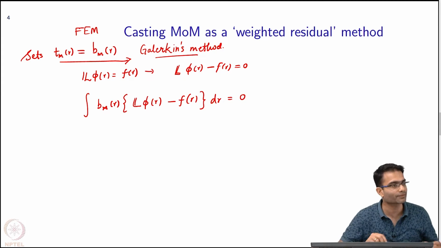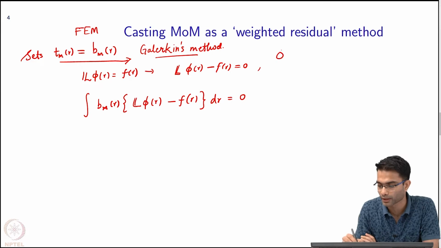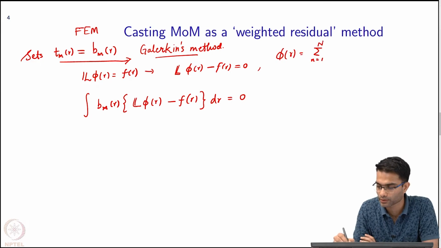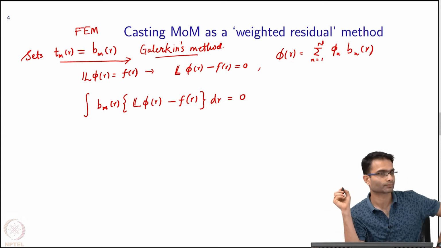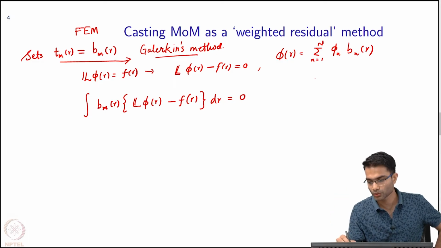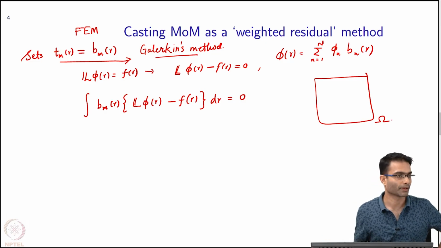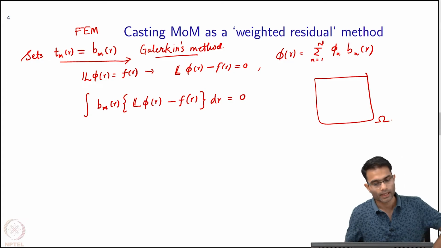In this case, the testing function is the same as the basis function, right. So, I will continue to write phi of r as the sum over n equal to 1 to N of phi n times B n of r. What is the domain that we have? Let us say this is the computational domain, let us call it capital omega.